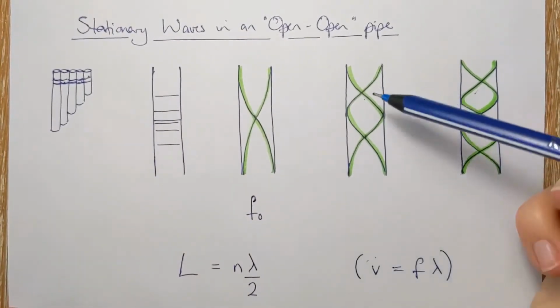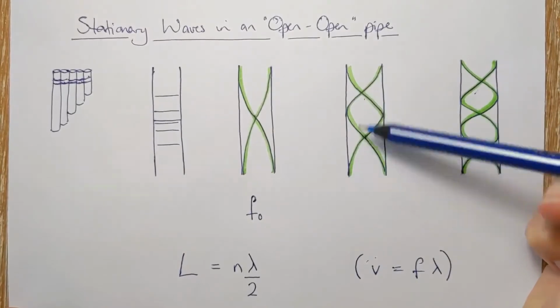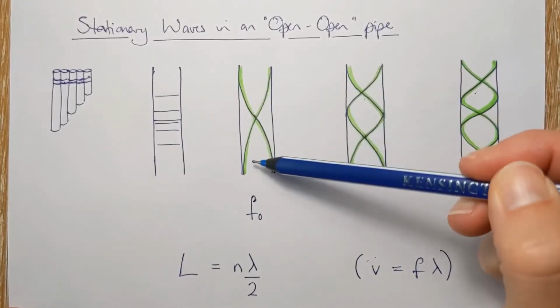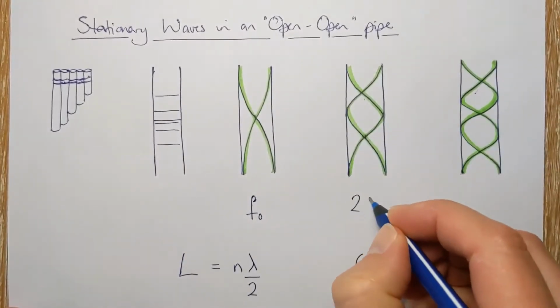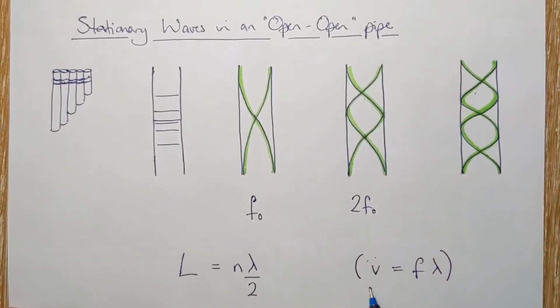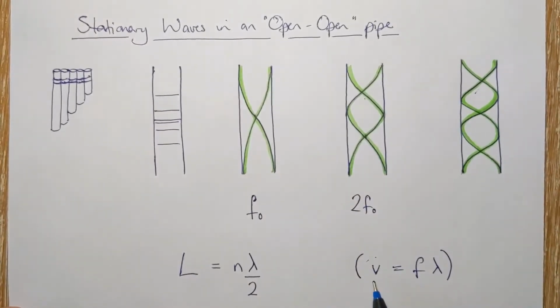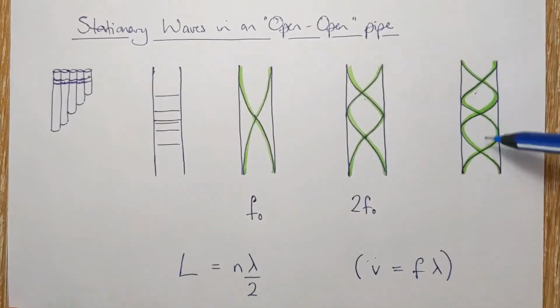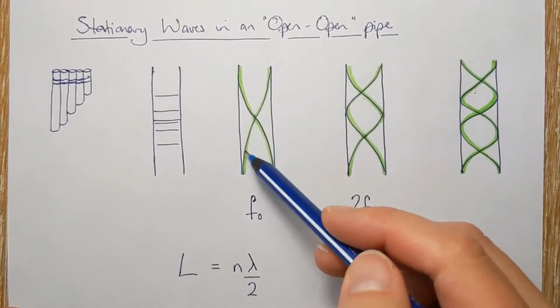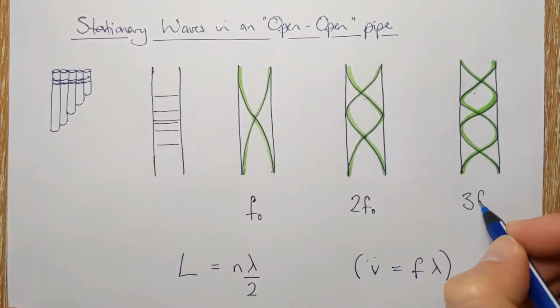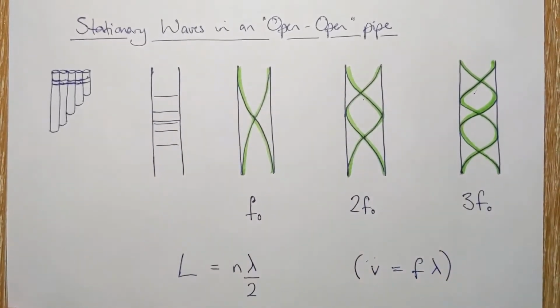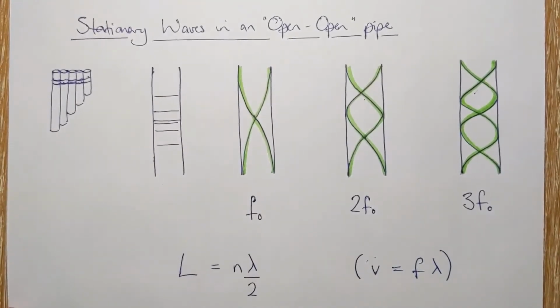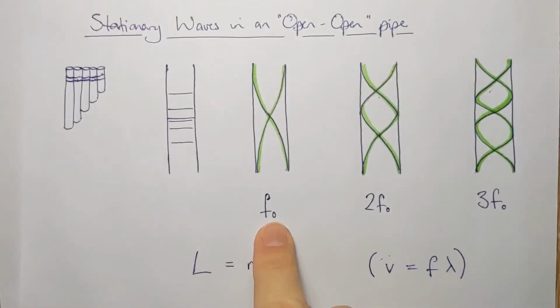And again, the wavelength of this one is half that of this one, so the frequency will be double because the speed of sound will be the same in both pipes. And here, if you convince yourself, this wavelength is a third that of this one, and so the frequency will be 3 times the fundamental frequency. And so this is the note that the panpipe will play if you blow across the top of it gently.